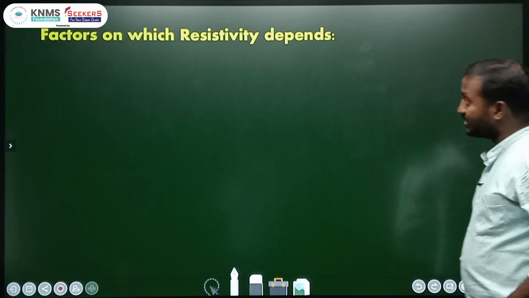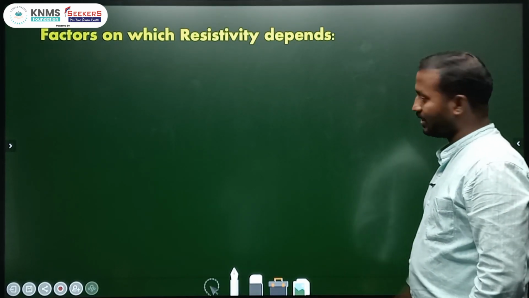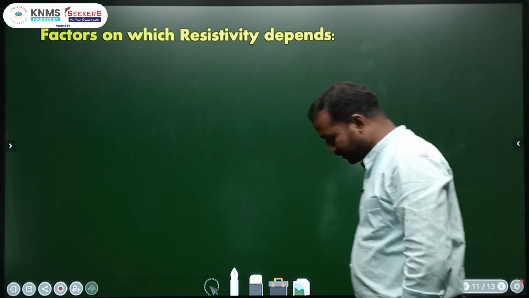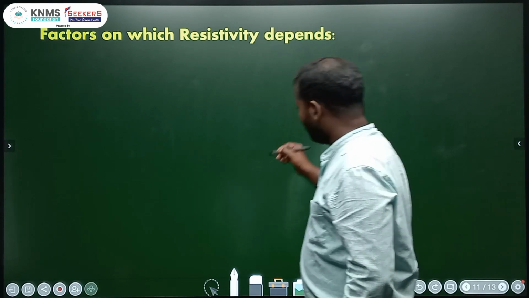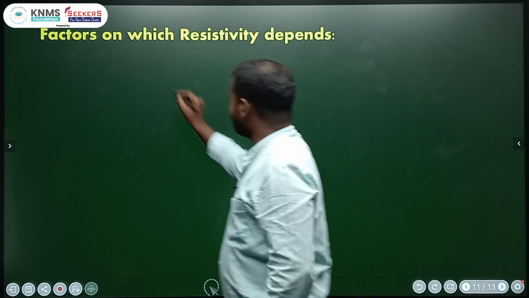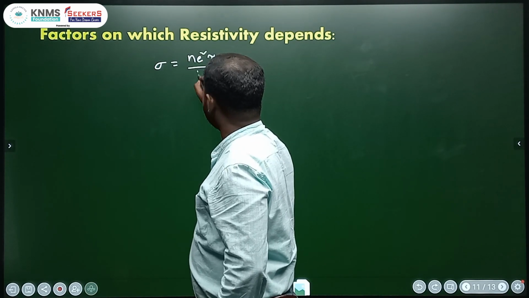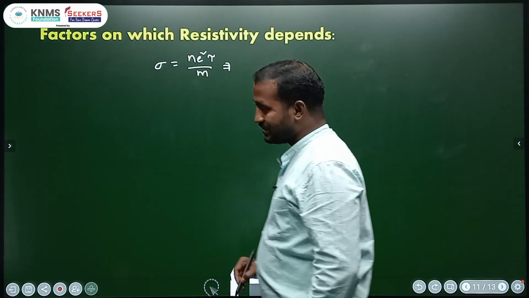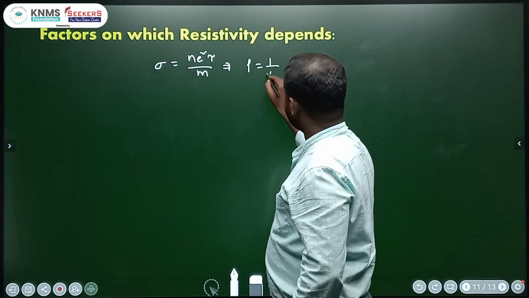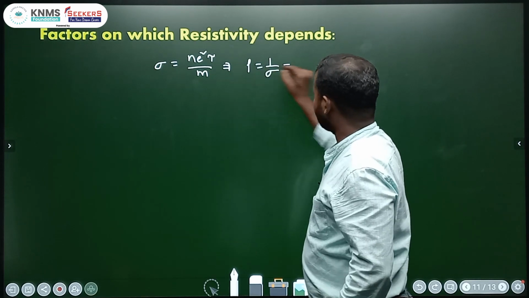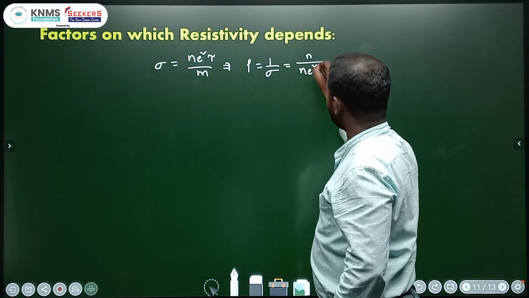Now let us see, resistivity also is not a constant for all circumstances. It may be the same value for a given conductor, but it is not the same for all cases. We have just seen from the previous slide that sigma is equal to n e square tau upon m. So what is resistivity? Resistivity is nothing but the reciprocal of conductivity, so rho is m upon n e square tau.